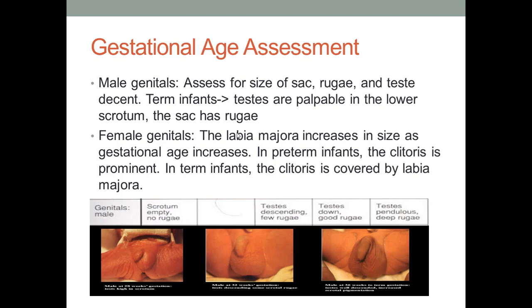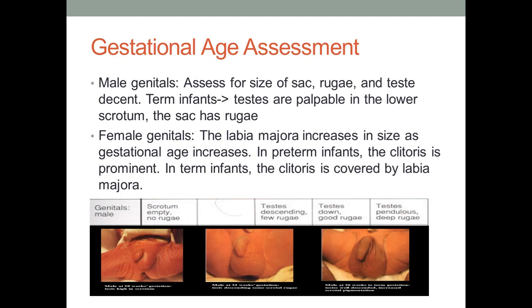Here's another one where, on the top it says genitals male, scrotum is empty with no rugae, and then it goes up to testes are pendulous with deep rugae. So it kind of tells you what preemie is all the way up into the term or post-term.